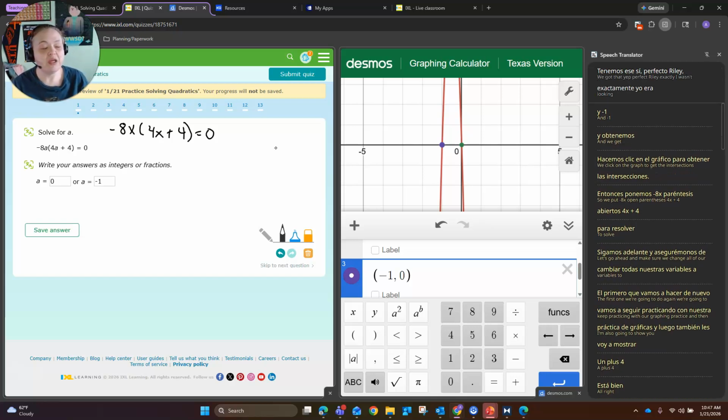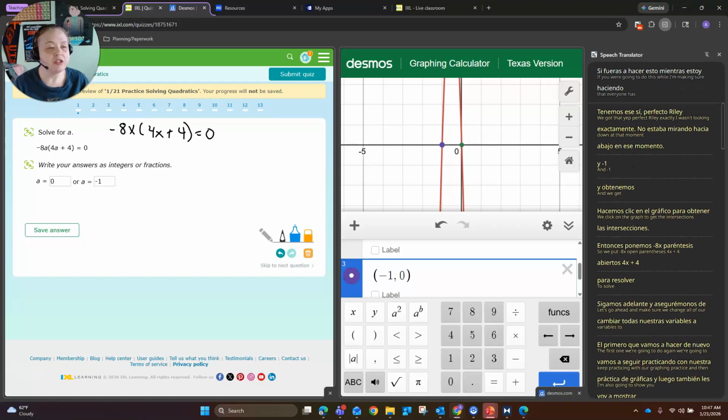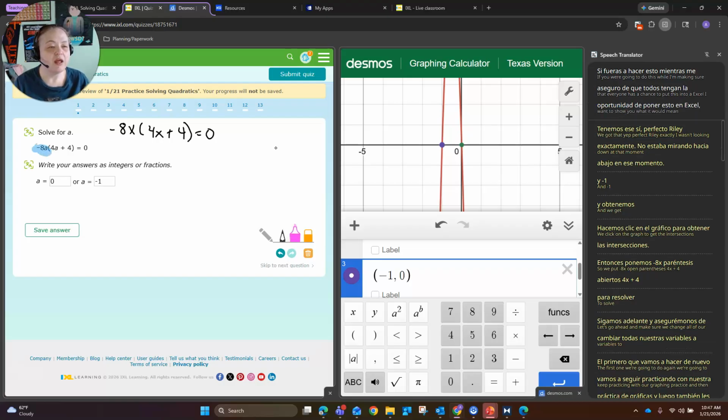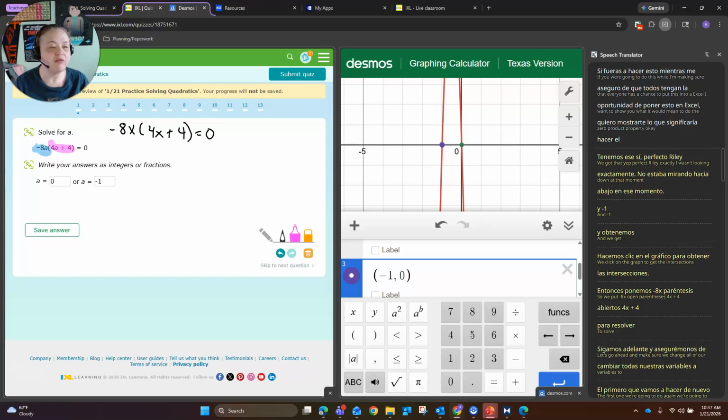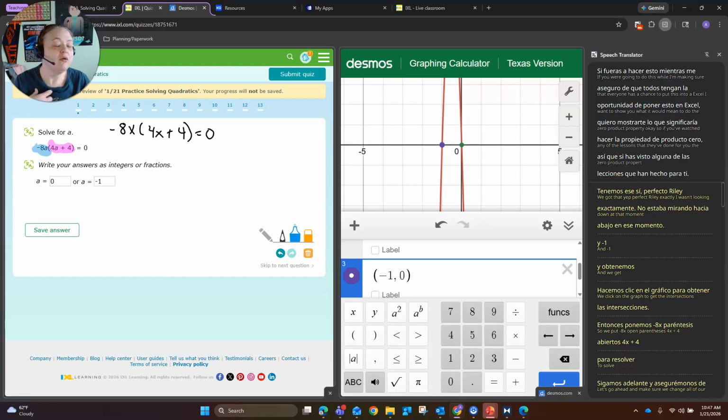While I'm making sure that everyone has a chance to put this into IXL, I want to show you what it would mean to do the zero product property. If you've watched any of the lessons that they've done for you, the zero product property states that in order for something to equal 0, one of its factors must be 0. Anything times 0 is equal to 0. So if you're trying to make something equal 0, you have to have a factor equal to 0. So therefore, either negative 8a is 0, in which case a is 0, or 4a plus 4 equals 0.